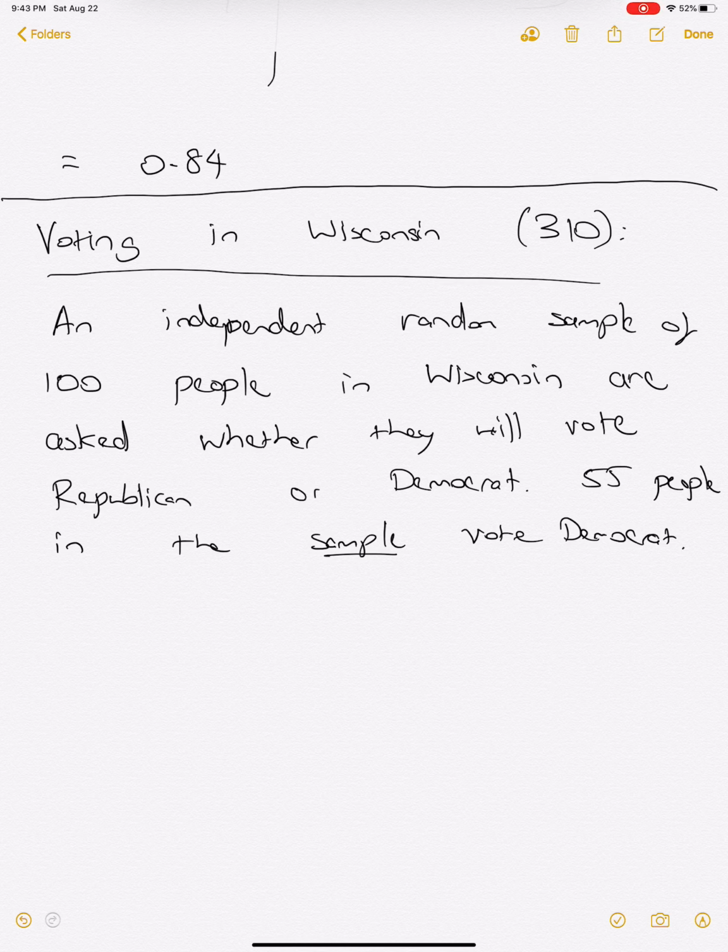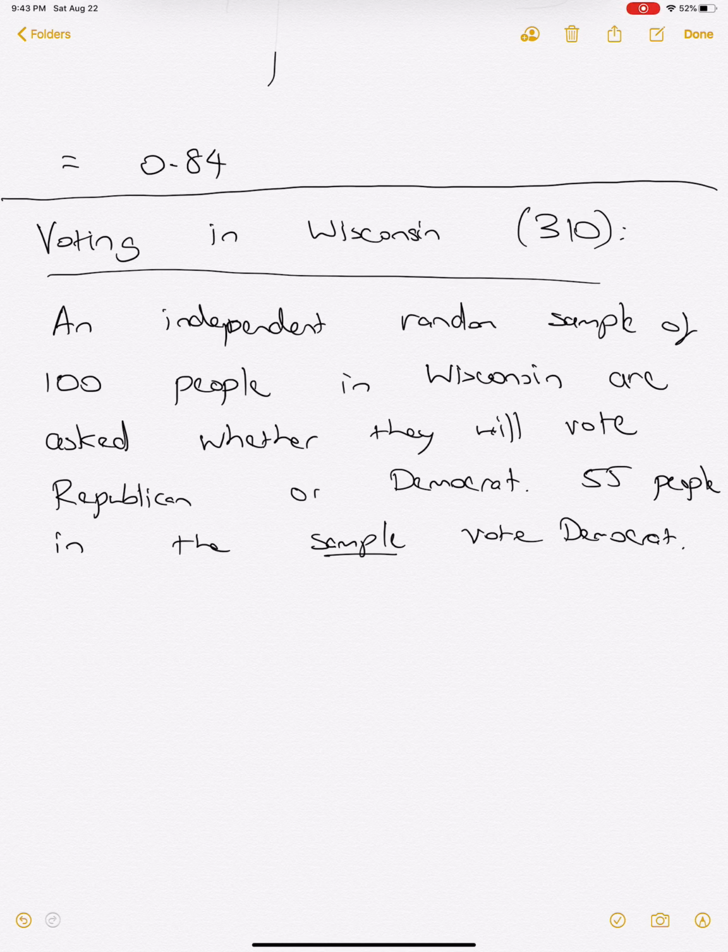Okay, so this scenario may look quite similar to what you saw for the 309 scenario, but as we see, it is actually quite different, and it actually points to the key difference between what we're going to learn in 310 and what you previously learned in 309.